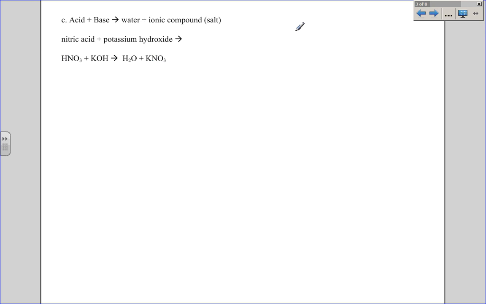The third type of reaction that's double displacement that we've been working with are acid-base reactions. So an acid-base reaction where we produce water and a salt is really a double displacement reaction, where the H from the acid combines with the OH from the base to produce the water, and then the other ions form a salt or an ionic compound. So when nitric acid and potassium hydroxide react, we produce water and potassium nitrate.